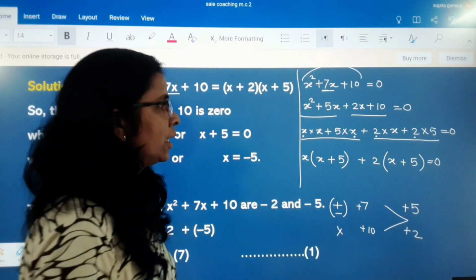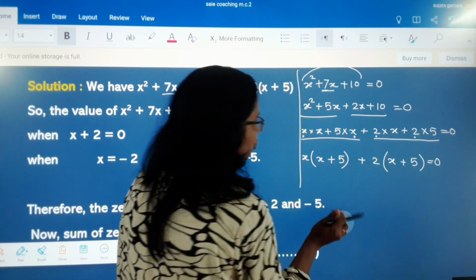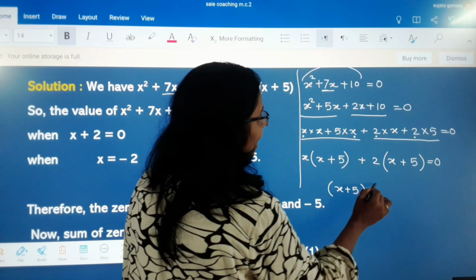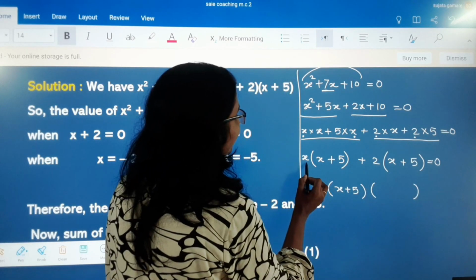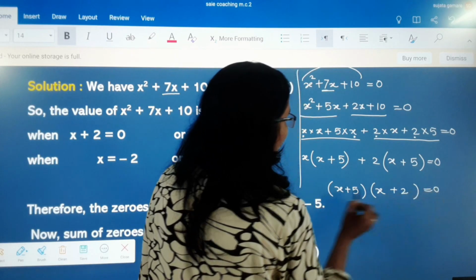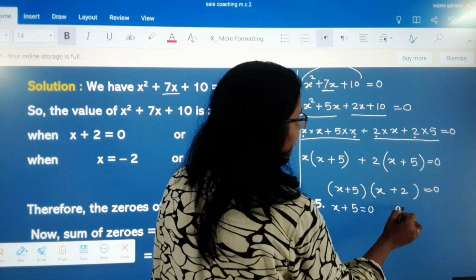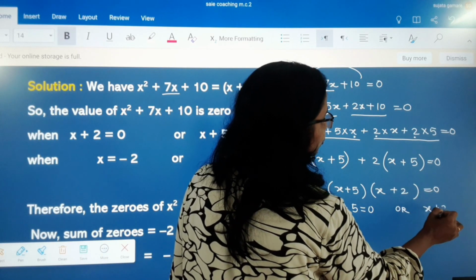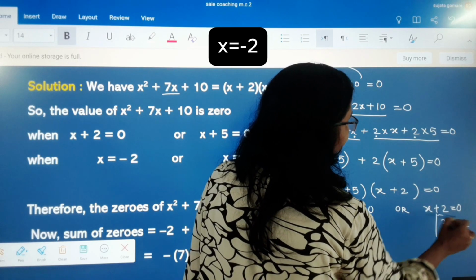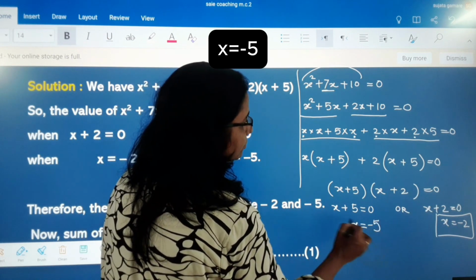Now see here, in both the brackets there are the same terms, x plus 5. So make one bracket for x plus 5 and the second bracket for the remaining terms, that is x plus 2, which is equal to 0. So either x plus 5 is equal to 0 or x plus 2 is equal to 0. So now here x is equal to minus 2 and x is equal to minus 5.